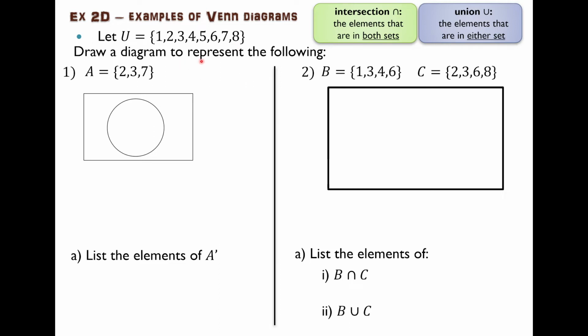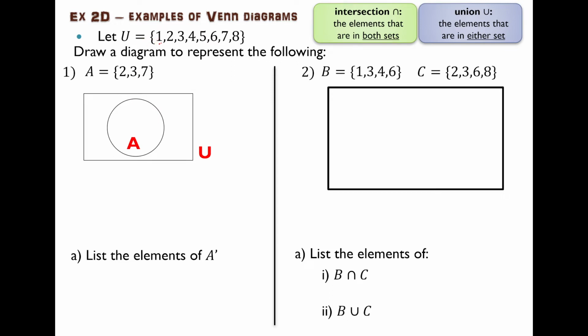Draw a diagram to represent the following. Set A consists of 3 elements, 2, 3, and 7. So we can label U, the universe, and set A, which is the circle, and let's go through all of the elements in the universe and put them in the appropriate position.